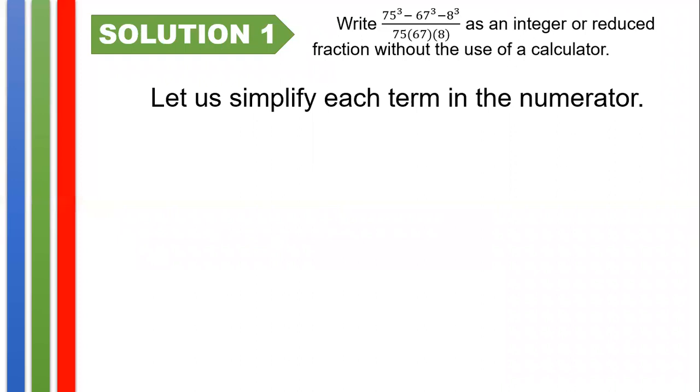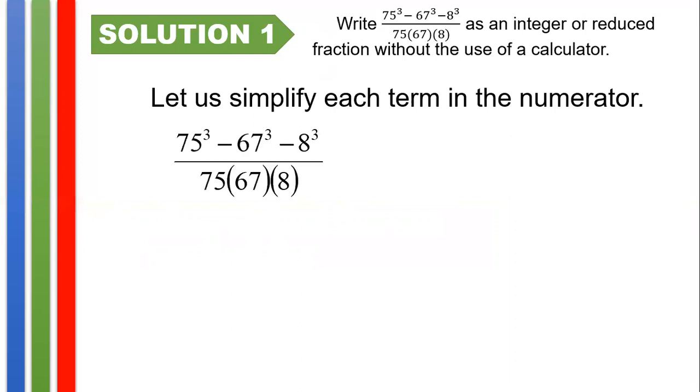if you have novice learners or novice problem solvers, what they usually do is simplify each term in the numerator. So if you have this expression, they really do 75 cube. That's 75 times 75 times 75. And they do also the cube of 67. They do also the cube of 8. Then they manually simplify it to solve the problem. Let's say we do it the way they do the problem.